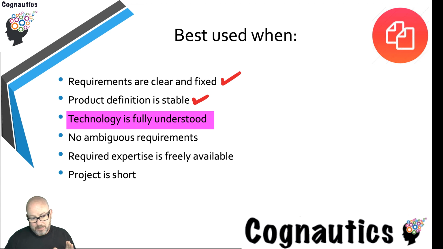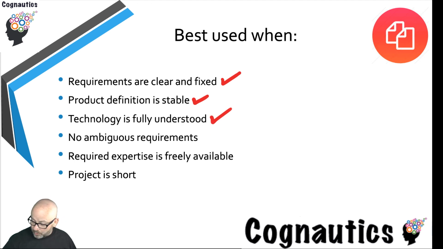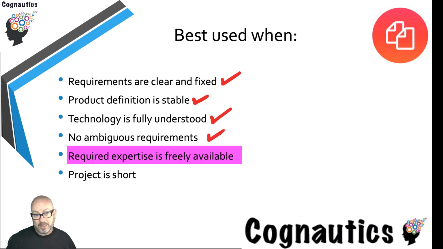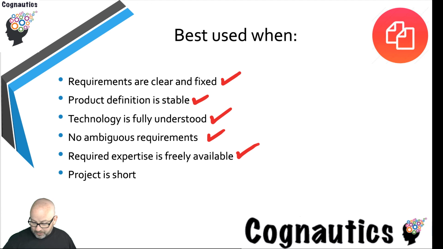Equally, the technology needs to be stable and fully understood. If there's a chance of getting surprises halfway through, it wouldn't be a good choice of methodology because it's a very rigid system. Equally, same as for the waterfall, the expertise needs to be freely available as and when it's required. And because you've got all of these builds going on one after another, you might need to have a team sitting around and waiting, but you certainly need to have them available at the time that they're required. One of the bonuses here is that this works better for a short project.